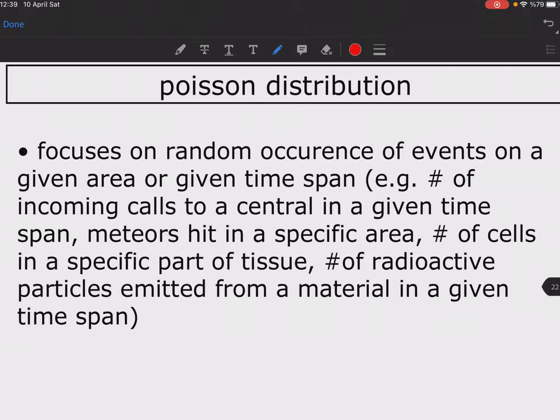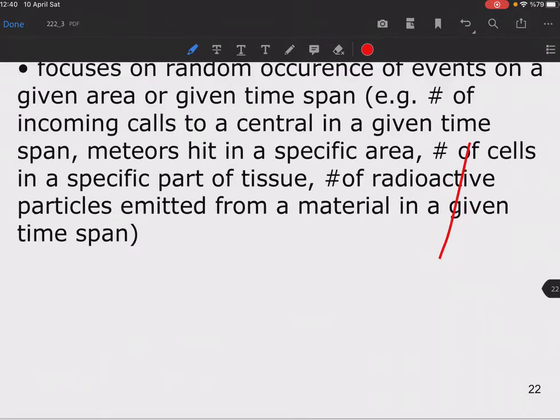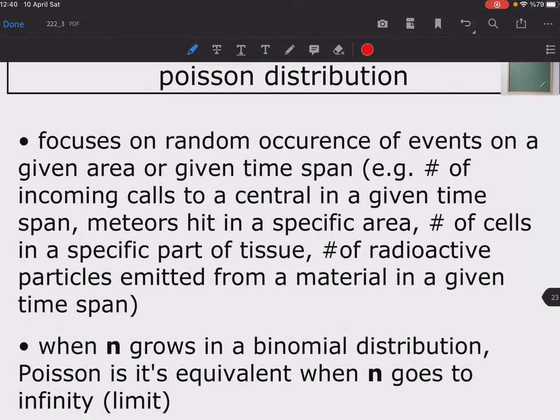For example, the number of incoming calls to a central in a given time span, the number of meteors hit in a specific area, the number of cells in a specific part of a tissue, or the number of radioactive particles emitted from a material in a given time span, or something like this. We're talking about those types of events.